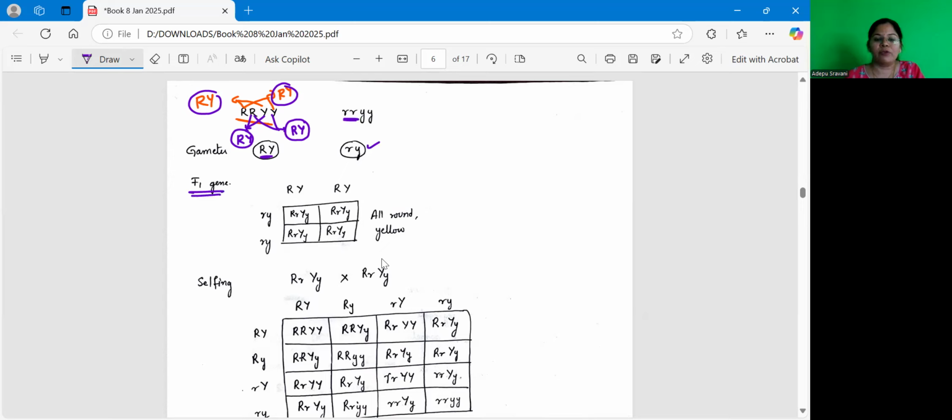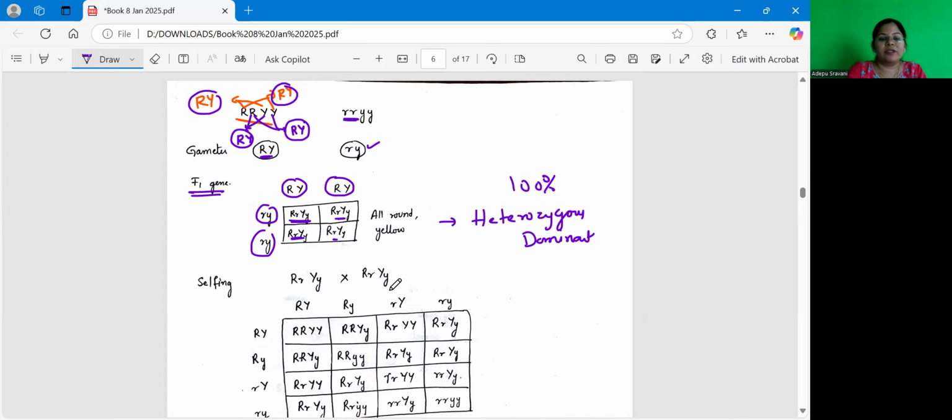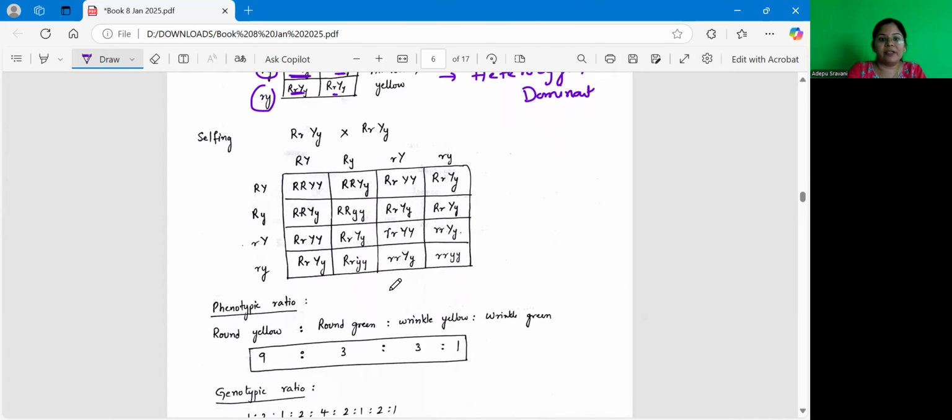Clear? Now, if you talk about the F1 generation, I have taken the gametes and then made the Punnett square. How will the progeny be? According to the law of dominance, all of them will be dominant, heterozygous. So I have got everything heterozygous. All the progeny are heterozygous and everything is round and yellow. So the F1 generation is heterozygous, dominant, 100%.